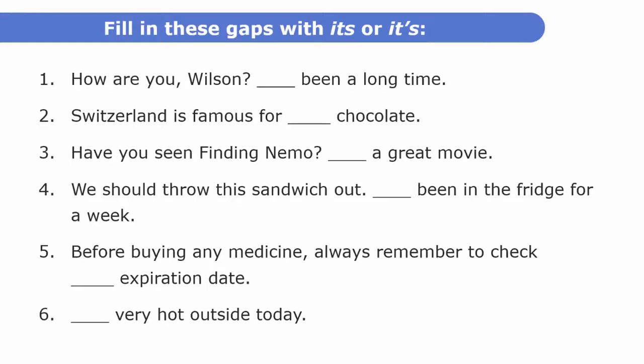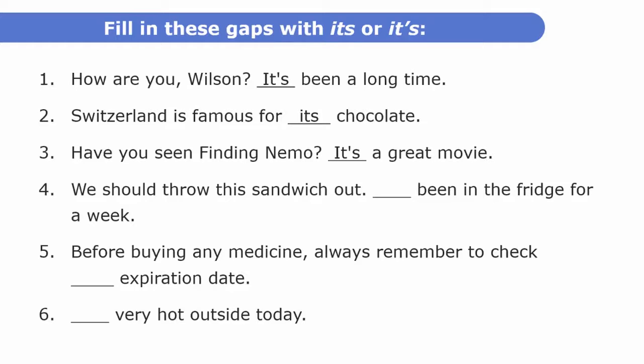In number 1, how are you, Wilson? Here we want to say it has been a long time. When we shorten it has, we write it as it's with the apostrophe. In number 2, we're trying to say Switzerland is famous for Switzerland's chocolate. That is the chocolate of Switzerland. So here we need the possessive form, and that is its without the apostrophe. In number 3, have you seen Finding Nemo? It is a great movie. We shorten it is to it's with the apostrophe.